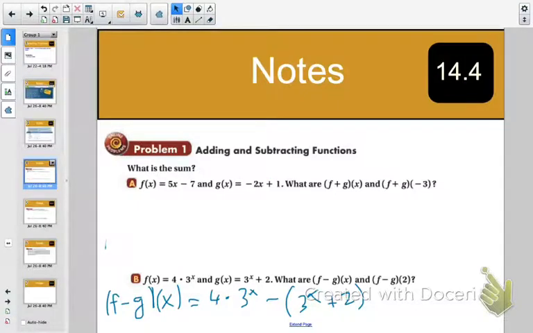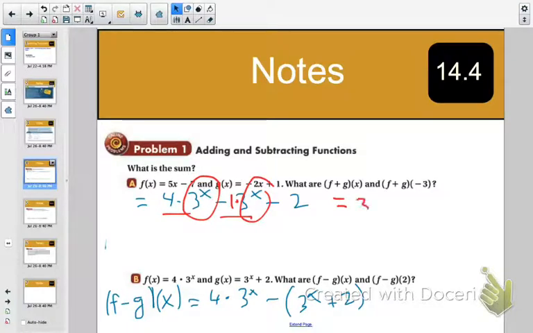Okay, so if you distribute the negative, we get 4 times 3 to the x minus 3 to the x plus 2. Oh, just kidding, minus 2. Not bad. Okay, and both the 3 to the x's are like terms. The 2 is not because it doesn't have a variable with it. But think of this as 4 3 to the x's minus 1 3 to the x. Your 3 to the x is like your variable there, so you just subtract 4 and 1. So we get 3 times 3 to the x minus 2.